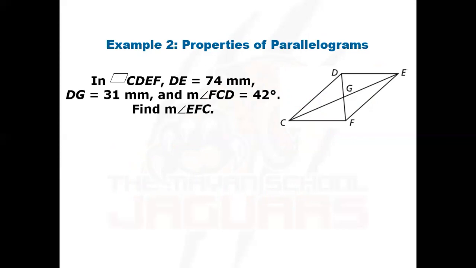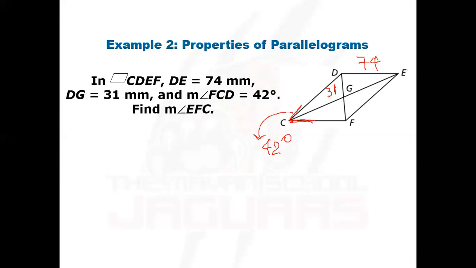And in this case, we need to find the measure of an angle. So let me label again, like I did before, the information in this figure. I know that the length of the segment DE is 74 millimeters. I know that DG is 31 millimeters. And I know that this angle FCD is 42 degrees. And what I need to do is to find the measure of the angle EFC.